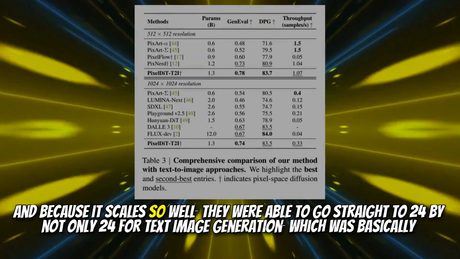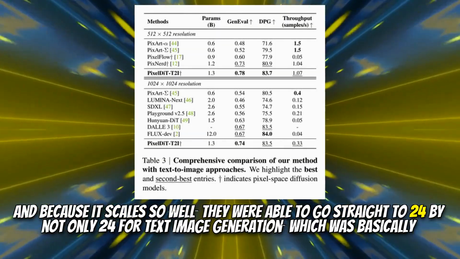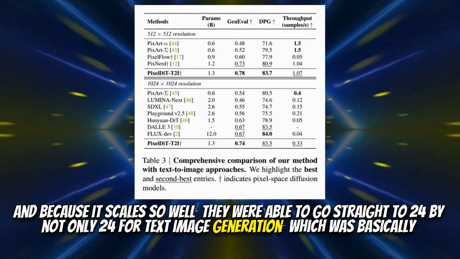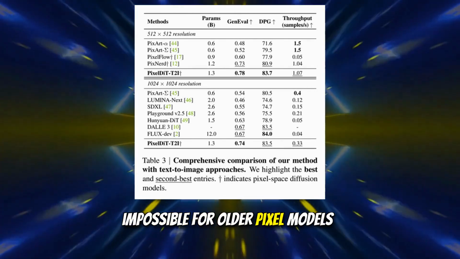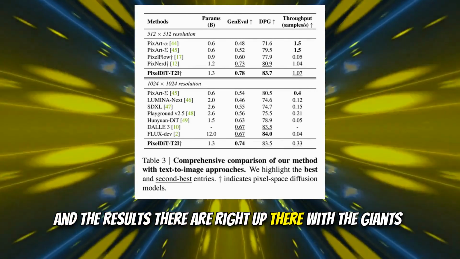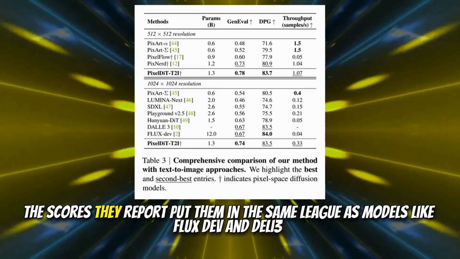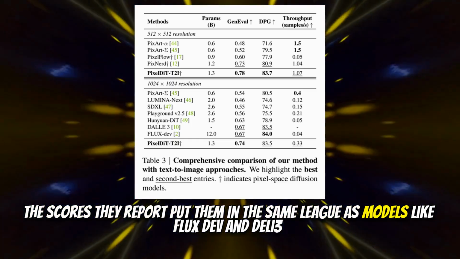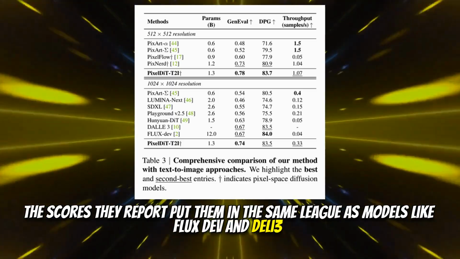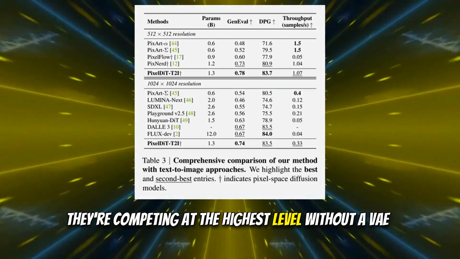And because it scales so well, they were able to go straight to 24 by 24 for text-to-image generation, which was basically impossible for older pixel models. And the results there are right up there with the giants. The scores they report put them in the same league as models like FLUX Dev and DALL-E 3. They're competing at the highest level without a VAE.